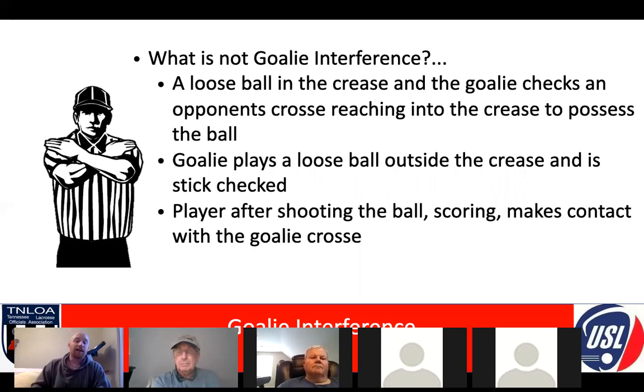And the last one, a player after shooting the ball and scoring makes contact with the goalie's cross or the goal pipe. If a player is shooting and scoring, if he shoots and makes contact with the goalie, not a goal. If the ball goes into the goal and then he makes contact, this is where the officials need to get together and talk about it for a second. For high school, we're not really going to run into this a whole lot. College, we run into it all the time. But it's something to always think about.